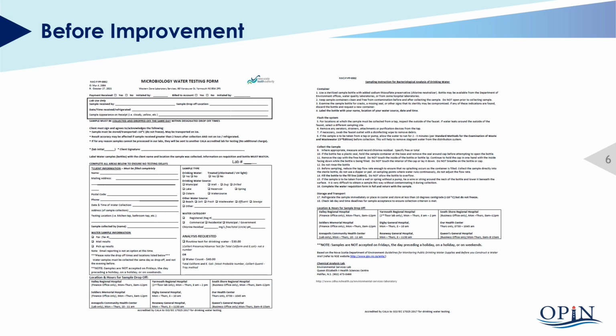Here we can see an example of a form before going through the improvement process. This is a form used in the Nova Scotia government for well water testing. This form is not a bad form, but there are many opportunities for improvement. For example, the form has a lot of confusing and technical text. There are also some difficult choices that could be presented differently.